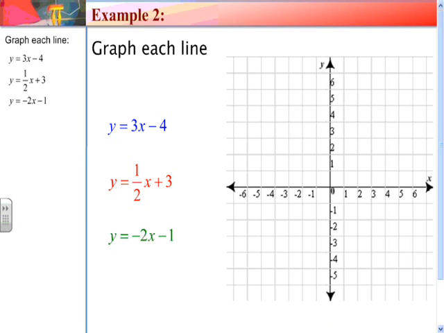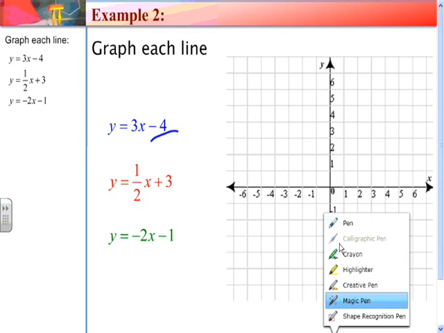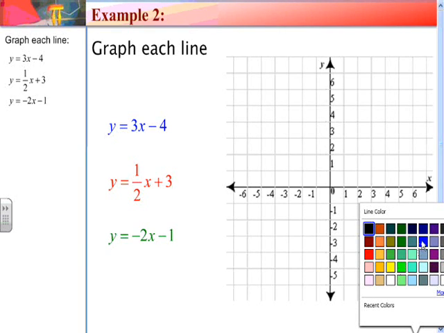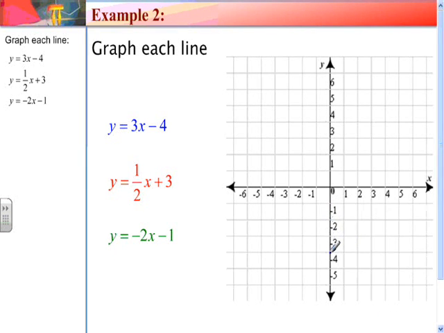Okay, so we want to graph y equals 3x minus 4. So the first thing I'm going to do is look at the intercept. The intercept is negative 4. So let me get my pen here. And what I want is a blue line. So I'm going to start with the intercept at negative 4. And remember, that's the y-intercept, right? So we're going to go down 1, 2, 3, 4. And right here is my y-intercept. So I'm going to plot that point.